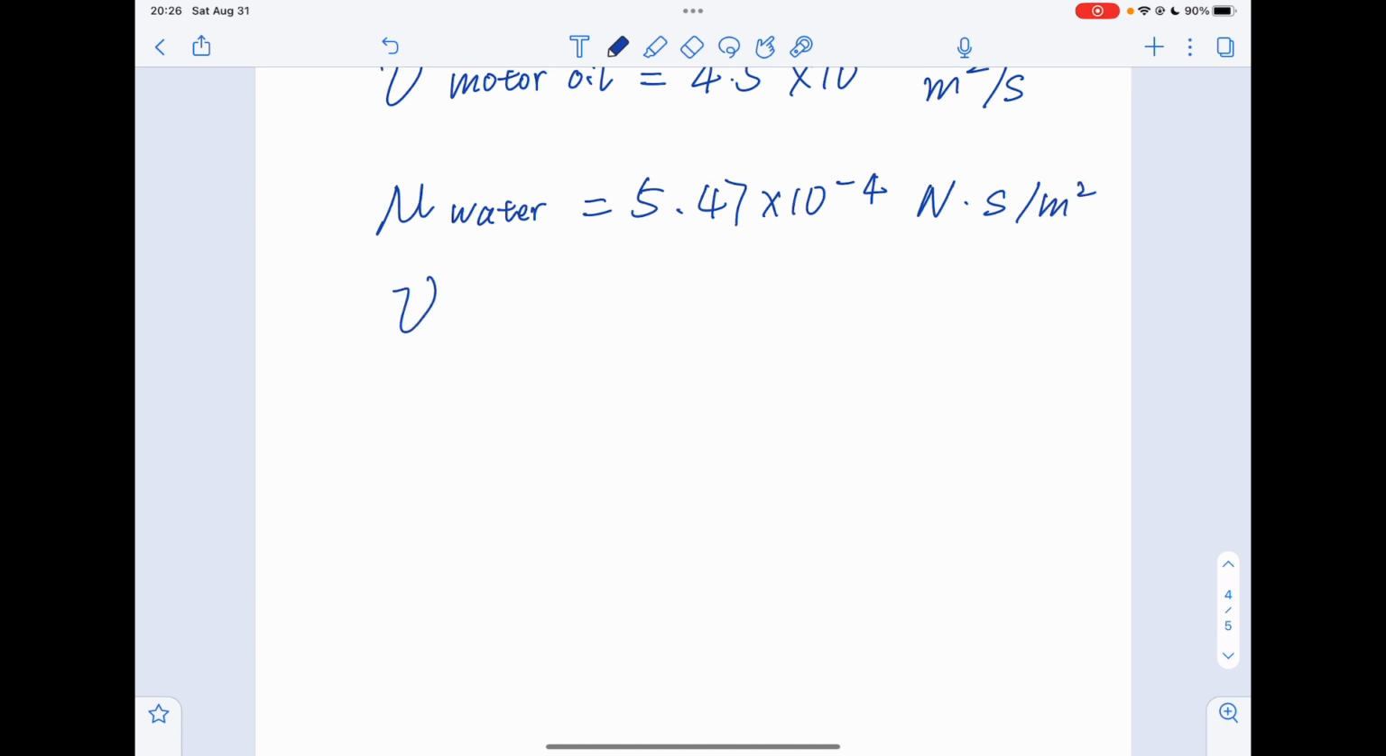And the kinematic viscosity for water is 5.53 times 10 to the negative 7 meters squared per second.